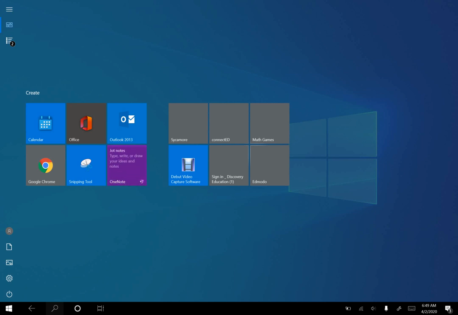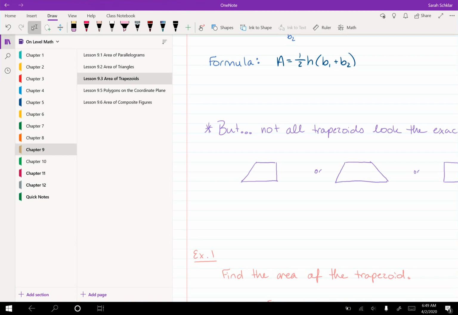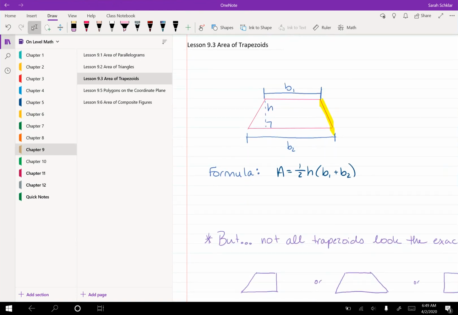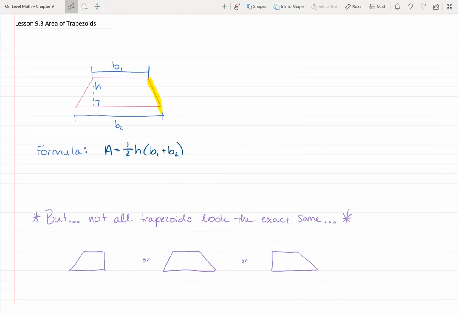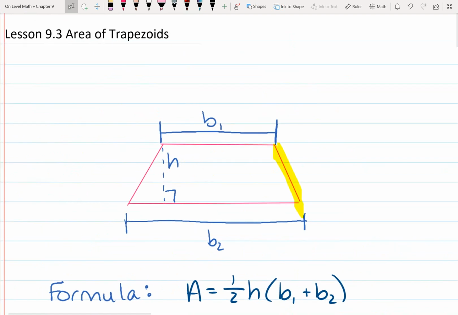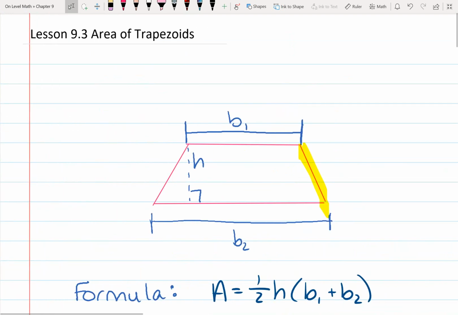Good morning. We are moving on from area of triangles to area of trapezoids. I think the formula is just a little bit longer for area of trapezoids than it is for area of triangles, but it's pretty much just as basic. You just plug in what you know and simplify and solve.